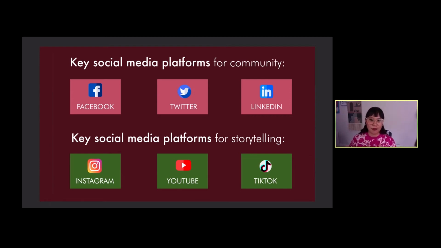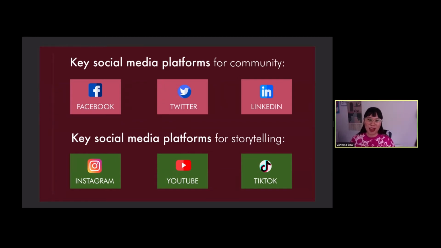The social media platforms here I've divided into 2 sections. The first section is key social media platforms for community. So this is Facebook, Twitter, and LinkedIn, and it's quite easy to remember because they're all blue and white, which I don't think was all on purpose, but anyway, I'm sure there's something to be said for that. And then key social media platforms for storytelling: Instagram, YouTube, and TikTok, which all have red and white in them too. Another interesting visual cue.